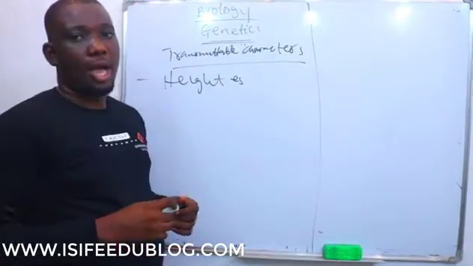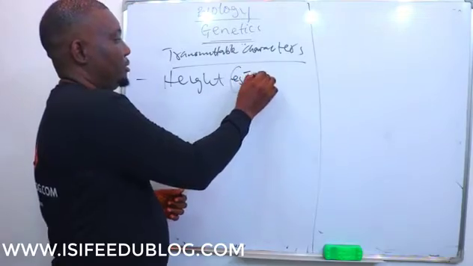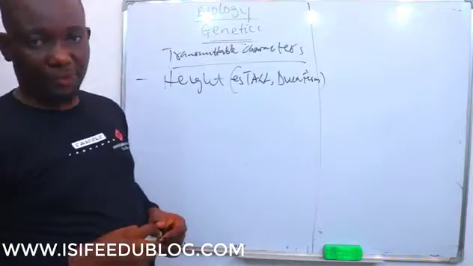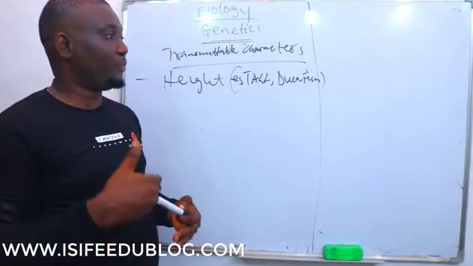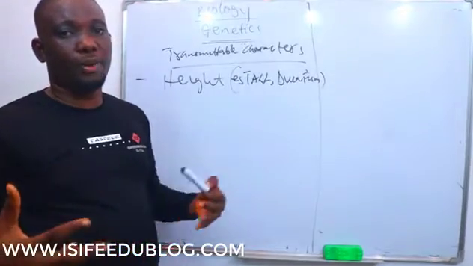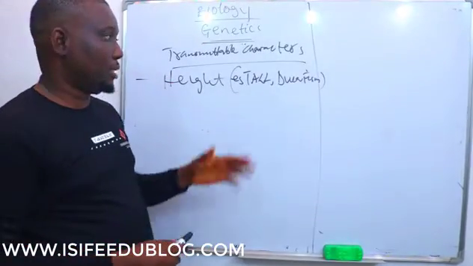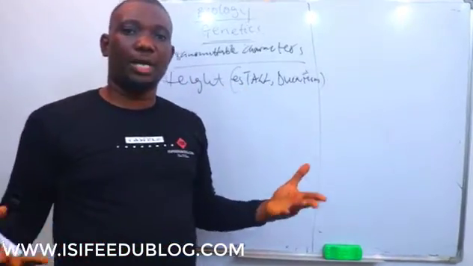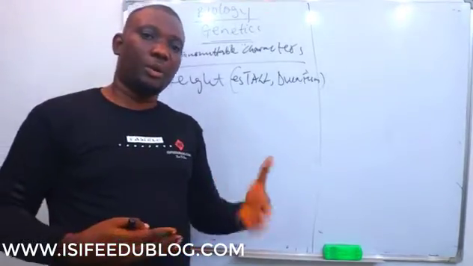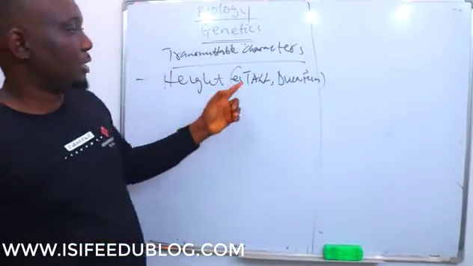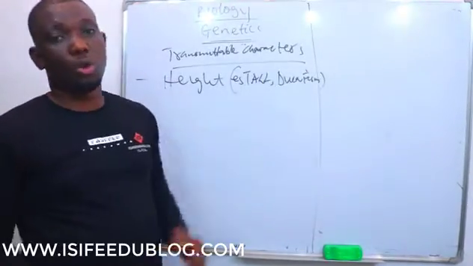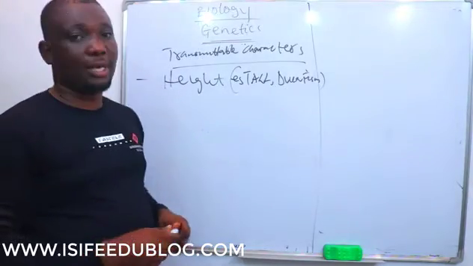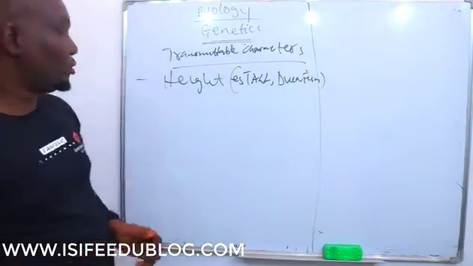For example, heights can be inheritable, like tall, or dwarfism. But one thing you must know about the dwarf gene is that it is controlled by a recessive character. That means that if two individuals, one tall, one dwarf, are allowed to mate, the dominant character will predominate and the offspring will come out all tall. But the fact remains that tall is one character that can be passed on from parents to offspring.